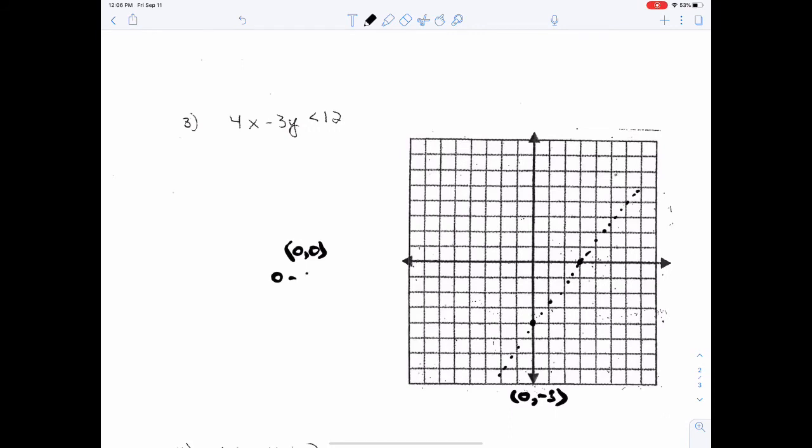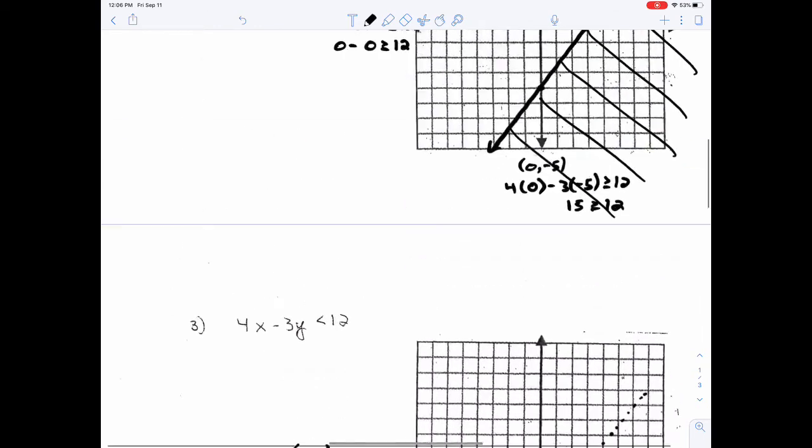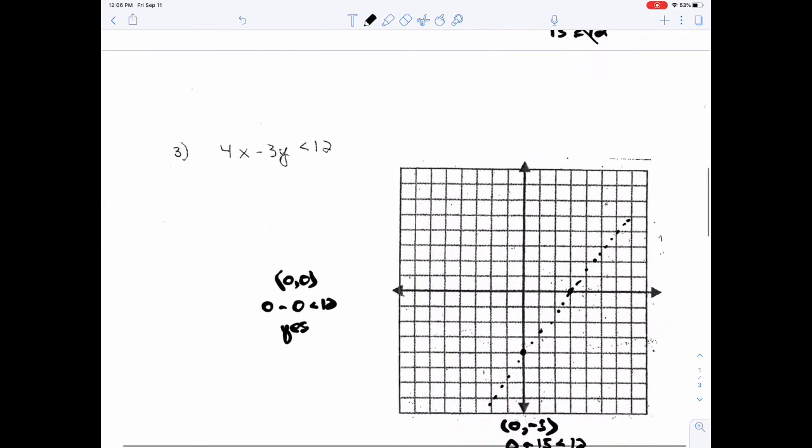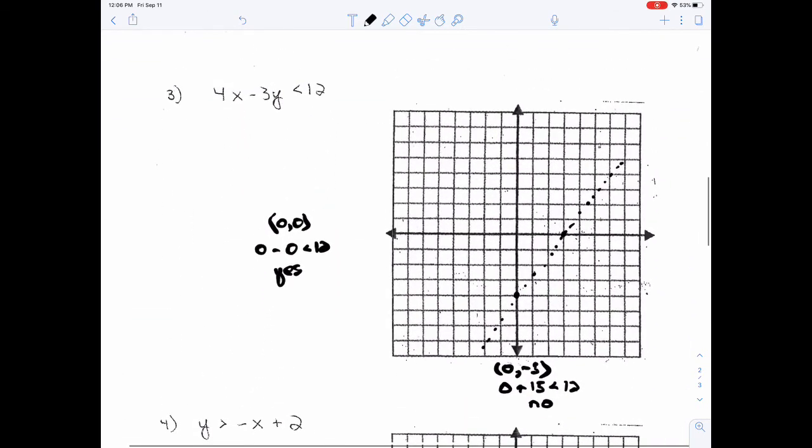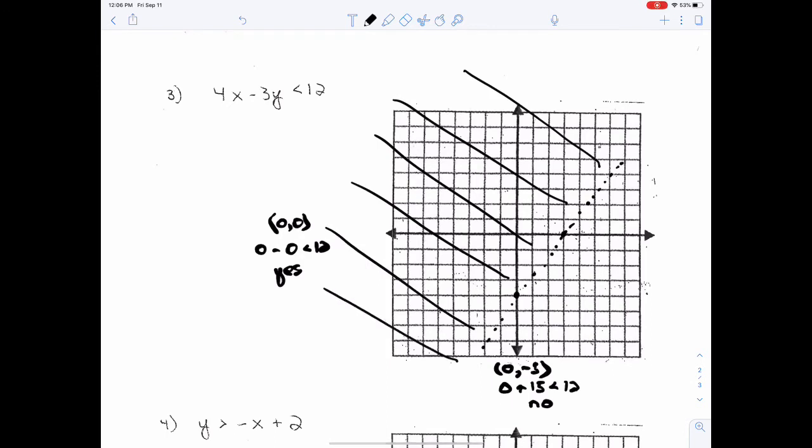0 minus 0, is that less than 12? Yes, it is. So this side should not make it true. So is 0 plus 15 less than 12? No, it's not. And I'm plugging them in the same way I plugged them in up here in number 2. So I'm not doing anything different as far as that goes. So what do I show? The points on the top. Those are all the points that make the statement true. Not the points on the line, not the points down below.